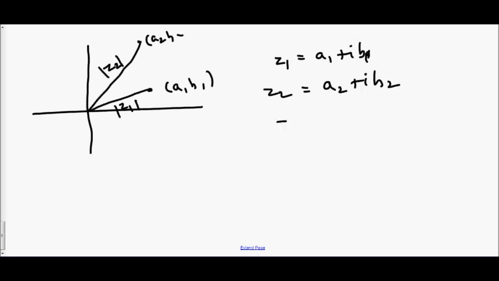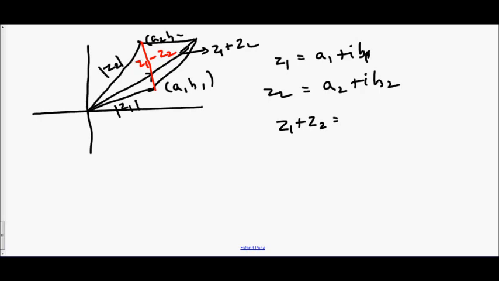So what about z1 plus z2? Geometrically it is the resultant of these two, like you do it for vectors. Sorry for the diagram. This is z1 plus z2, while this one is z1 minus z2. So it can be viewed the same way as you do for vectors. So that's the point in this explanation.